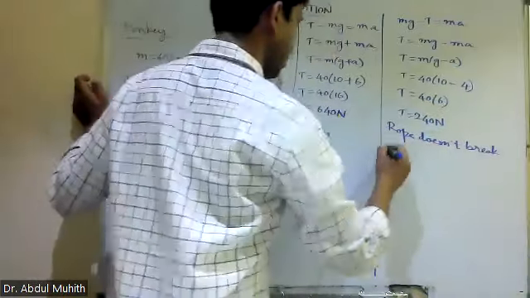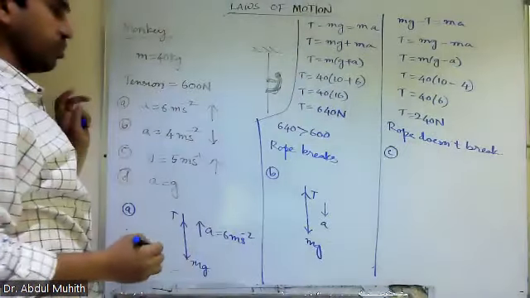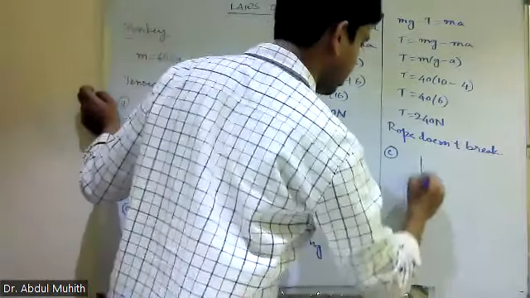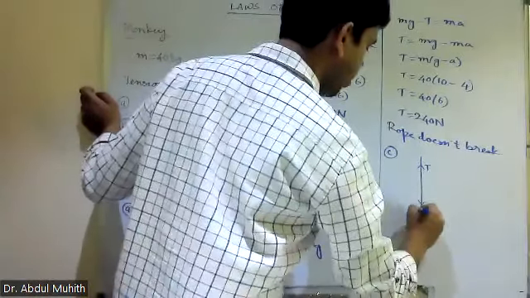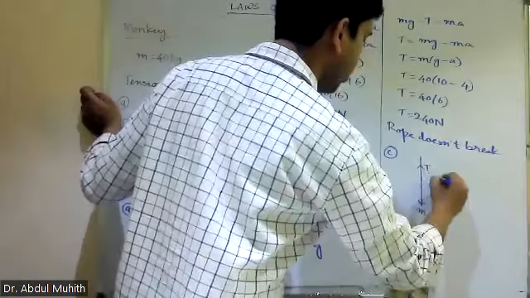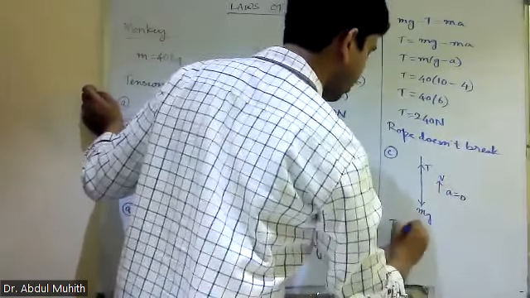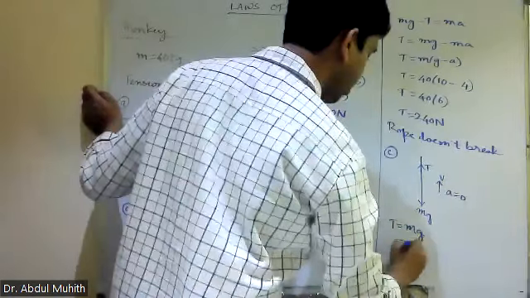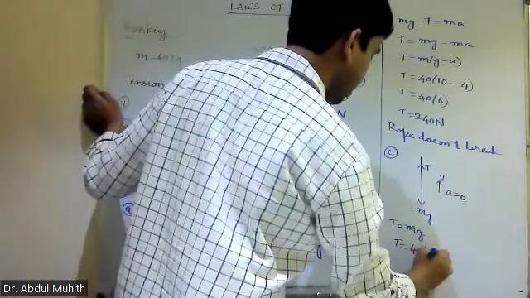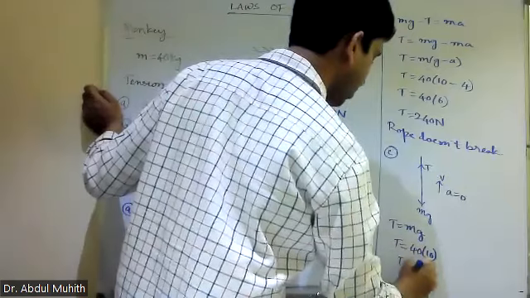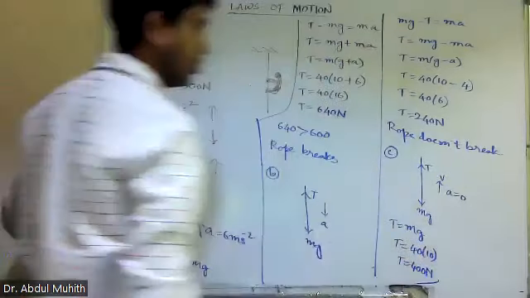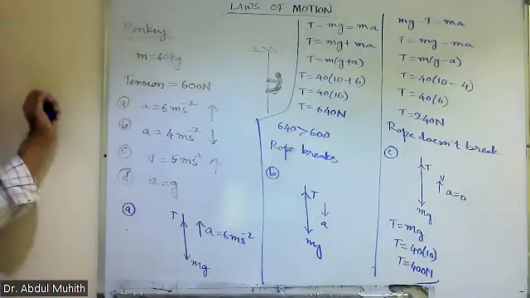Next case, third one. In the third one, what happens? It is going with the uniform velocity upwards. Tension is like this. Mg is acting downwards, going with the uniform velocity v. Acceleration equal to 0. So what will happen? T equal to mg. So T equal to 40 into 10. T is equal to 400 newtons. So nothing will happen.